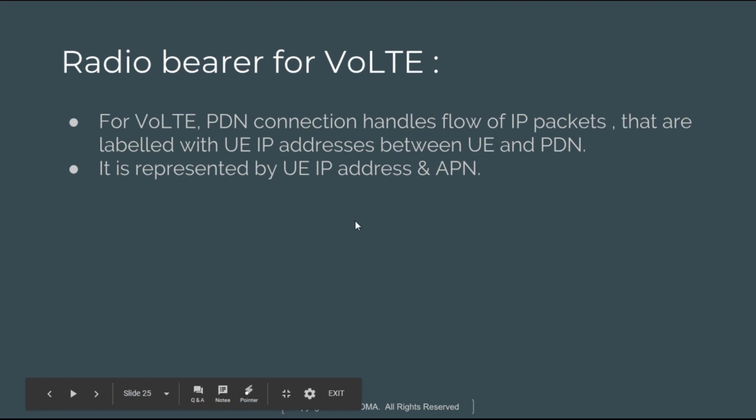So, radio bearer for VoLTE. For the VoLTE PDN connection, we call it an EPS session, which handles the flow of IP packets that are labeled with UE IP addresses between the UE and a PDN access point name. An EPS bearer is a pipe through which IP packets are delivered over the LTE network between the UE and the PDN gateway. A UE can have multiple EPS bearers concurrently, like we can have 11 EPS bearers. The EBI range is 5 to 15, which is allocated by the mobility management entity.